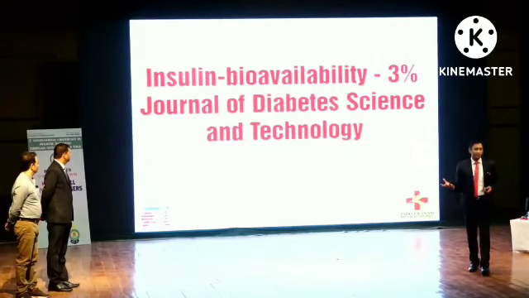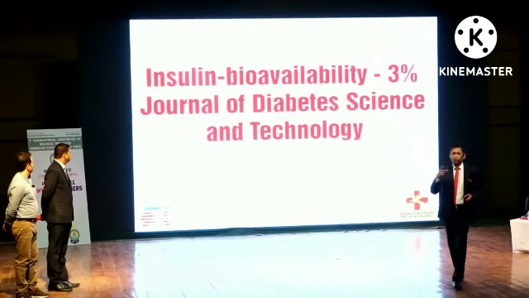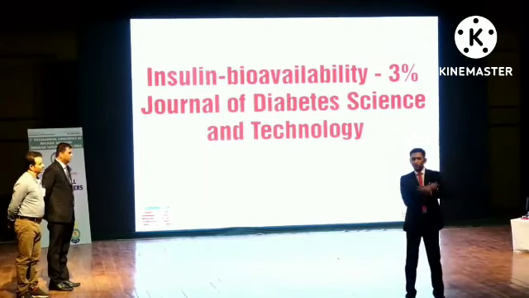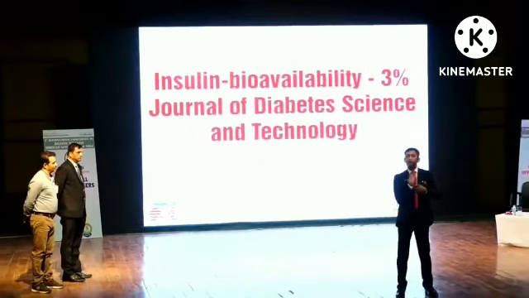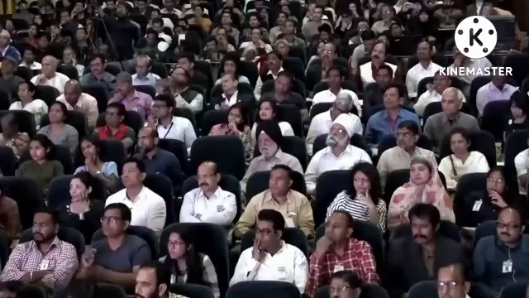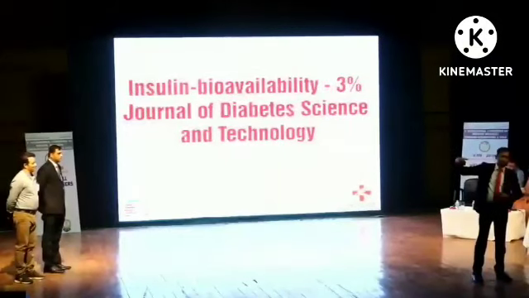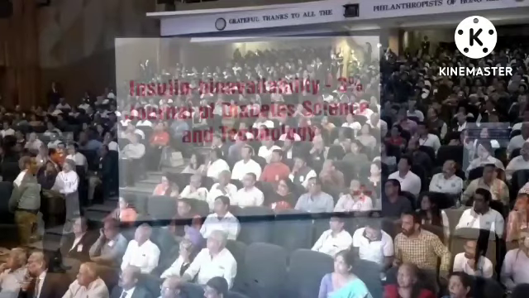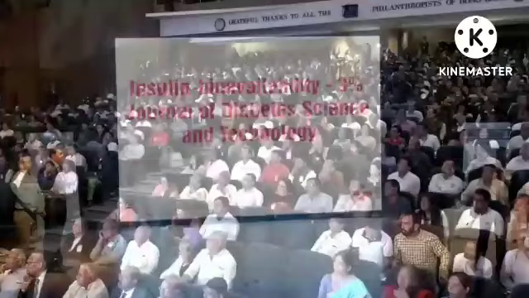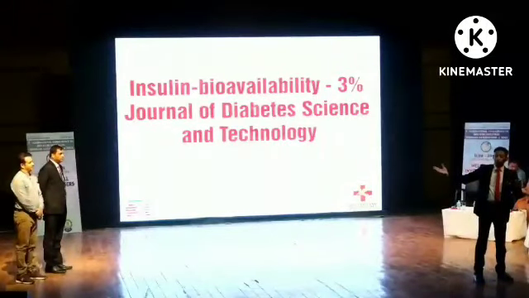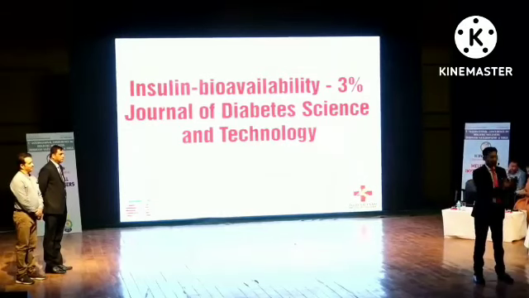3%. This means if you want to consume 10 units of insulin through the mouth, you have to take about 350 units of insulin by drinking. When you drink 350 units of insulin, ultimately how much will go into your blood? 10. Getting the point? And that will be too expensive. So insulin is given by injection, right? Through the blood vessel.